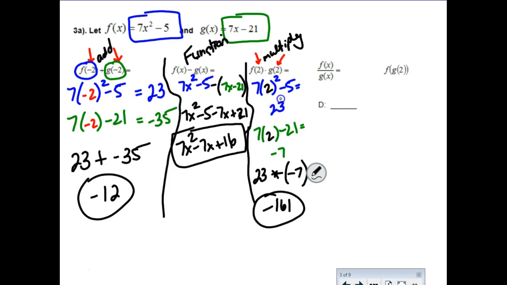And if you do all of this times all of this on your calculator in one step, you would have to remember to put parentheses around the functions themselves. That way the calculator understands exactly what's getting multiplied together. So just a little word of caution if that's the method you want to use. Totally fine.